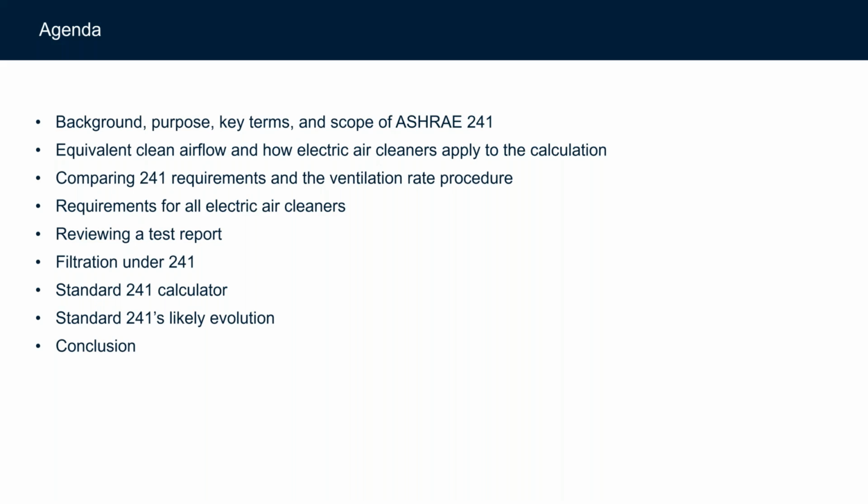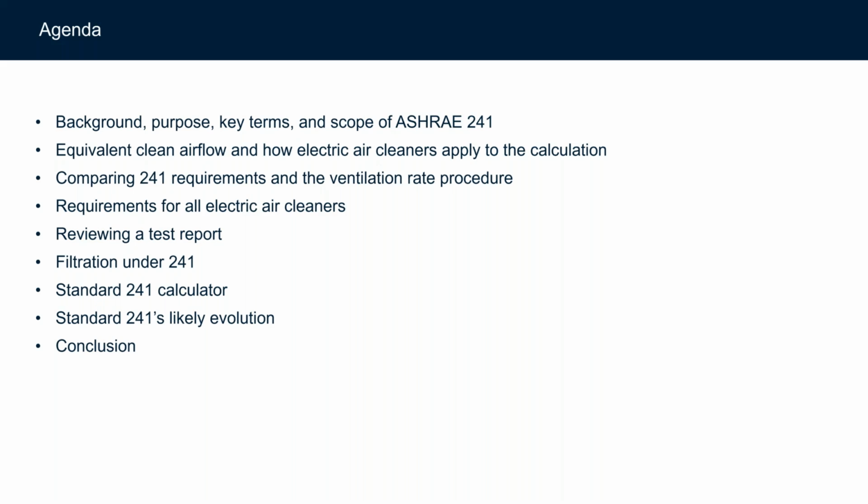I'm going to talk also about new terms that you hear known as equivalent clean airflow. We'll talk about how this requirement supplements or fills the gap that the ventilation rate procedure, or 62.1, does not address. We will talk about all the requirements within electronic air cleaners. I'll go into a deep dive on how the test report looks and how to review a test report.